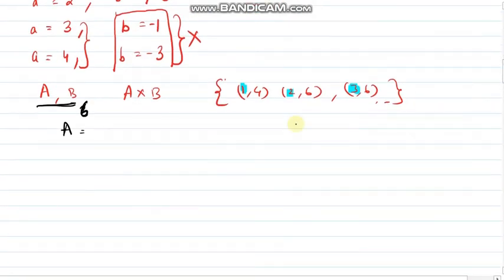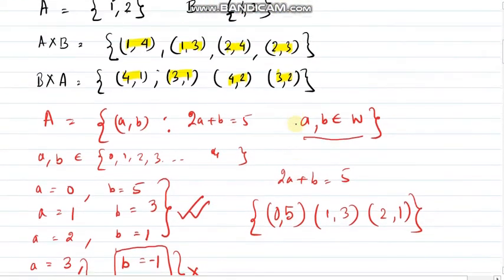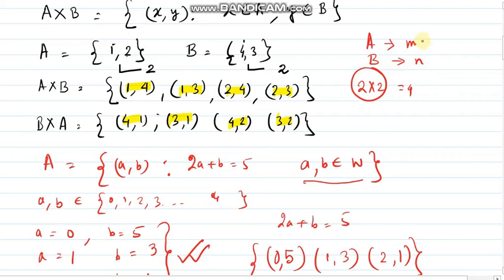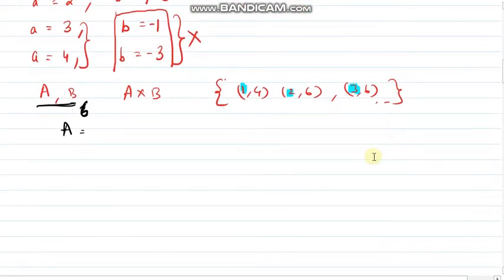Suppose, if I move up a bit, there were 2 elements in set A and 2 elements in set B. So whenever I have formed ordered pairs, just check the total number of elements I am getting: that is 2 into 2, 4. So if set A contains m elements and set B contains n elements, the maximum possible number of ordered pairs is m into n, right? So it is mentioned that A cross B contains 6 elements.